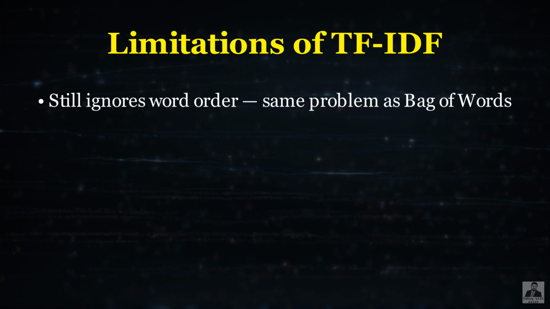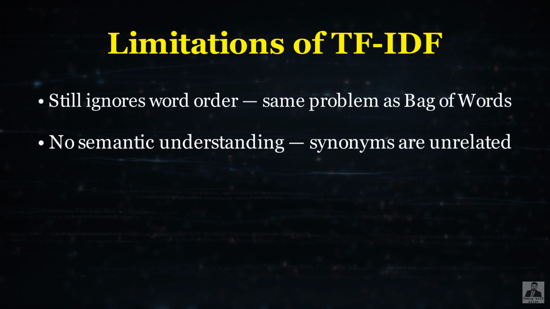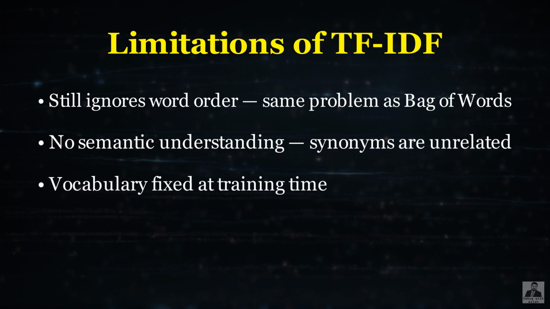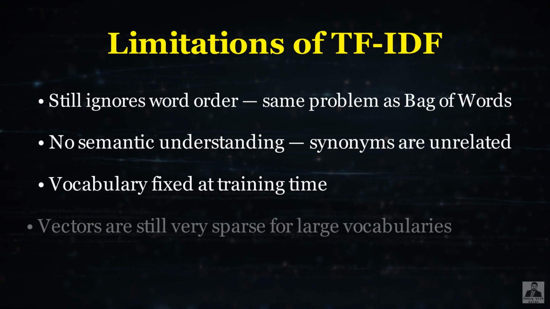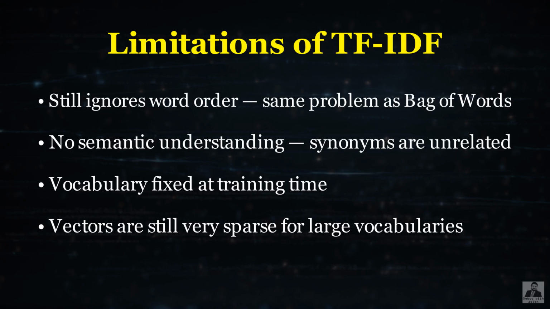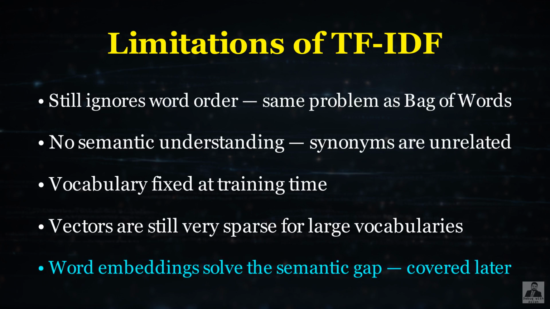TF-IDF is a significant improvement over raw bag of words, but it still shares the same fundamental limitations. Word order is ignored. There is no semantic understanding, so the words "good" and "excellent" are treated as completely unrelated. The vocabulary is fixed at training time and unknown words are dropped, and vectors remain very sparse for large vocabularies. These limitations motivated the development of word embeddings, which represent words as dense semantic vectors and capture meaning and relationships between words. We will cover those later in this series.